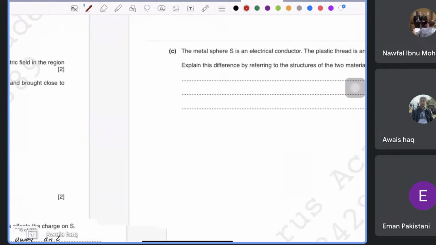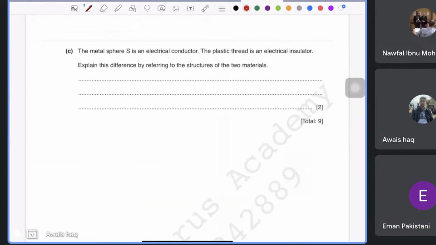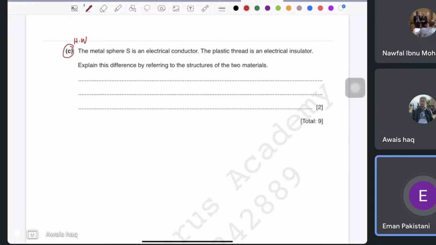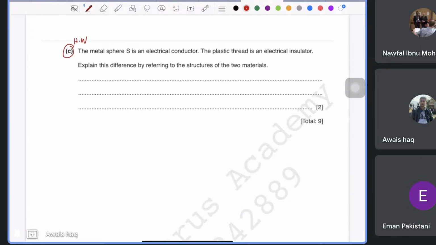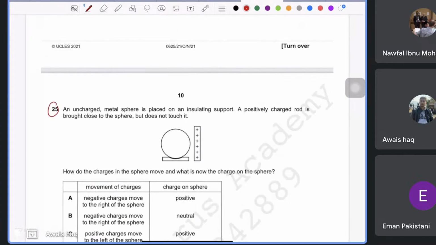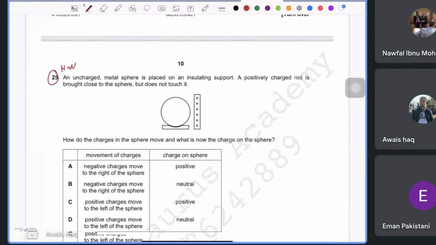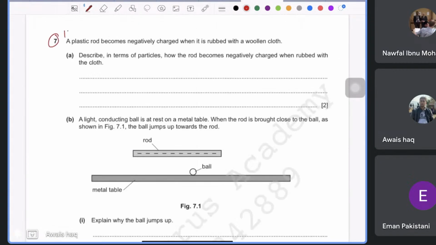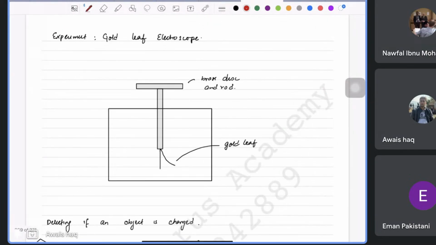Then it says a metal sphere is an electrical conductor. The plastic thread is an insulator. Explain this difference by referring to the structures of the two materials. Who can tell me this? Why do we call something a conductor and why do we call something an insulator, please? Conductor has free electrons, while insulator doesn't. Yes, very good. You can write it down. Homework, and obviously, this is also homework. Do it today, please.